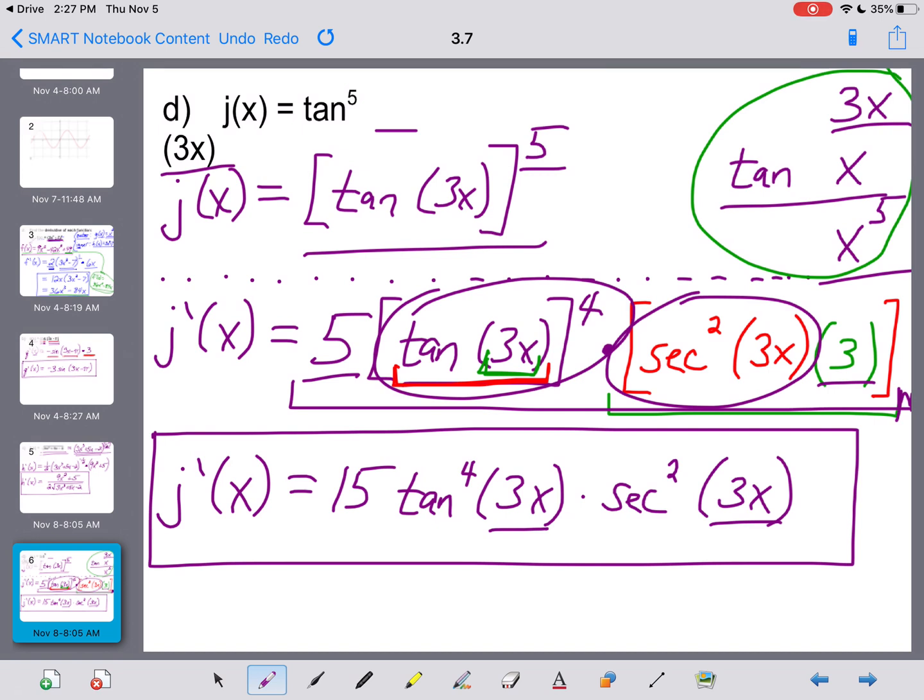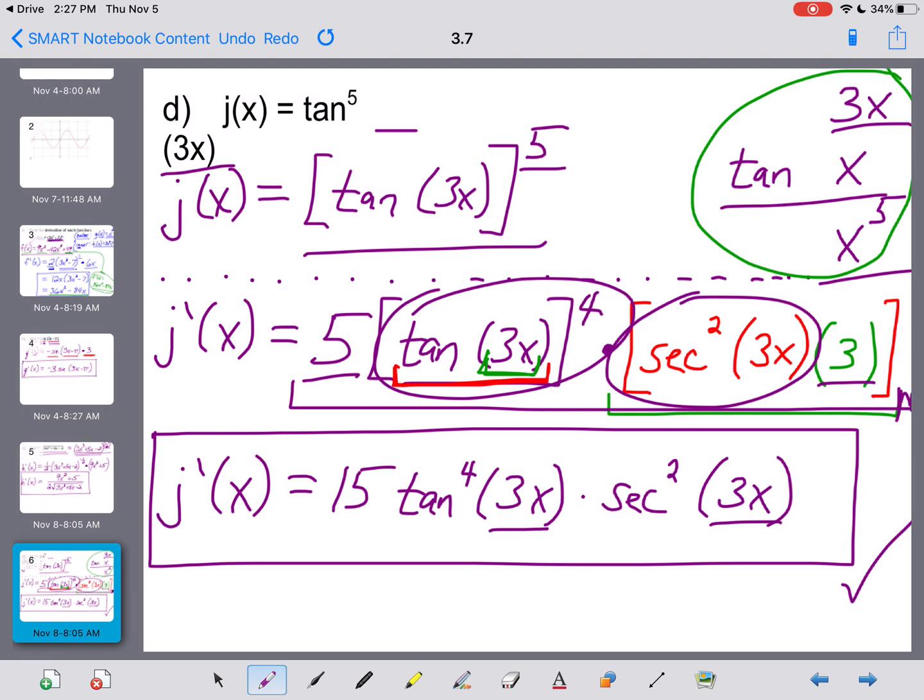Tangent times secant, I don't think does anything for us. Tangent, of course, is sine over cosine. Secant is 1 over cosine. If these two cosines were on opposite sides of a fraction, you know, one was on top and one was on bottom, then they might cancel each other out. But with them both being on bottom, I don't think there's any benefit to rewriting this. I'm pretty happy with this answer here, the way that it's written.